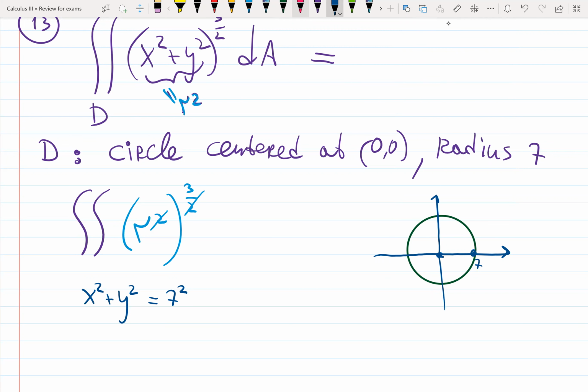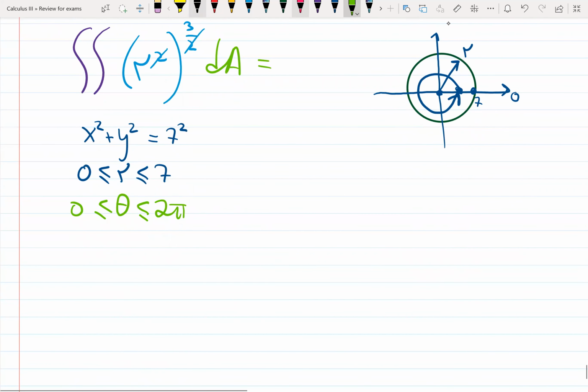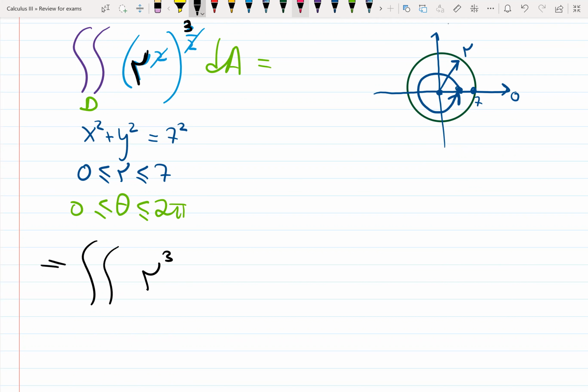Well, the radius is changing. The smallest radius you can find is 0. The biggest radius you can find is 7. What about the angle? The smallest angle for the point starts here. That is 0 angle, so I will not put it here. Then it goes around and ends at 2 pi. Theta is from 0 to 2 pi. Boom. The integral becomes r cubed. You get how I got r cubed? It's r cubed, since the 1/2 cancels out with the 2.